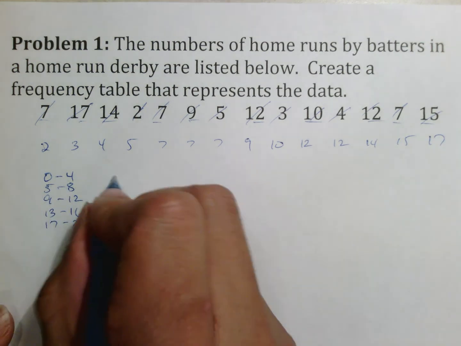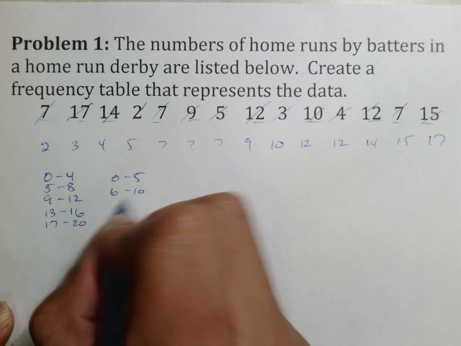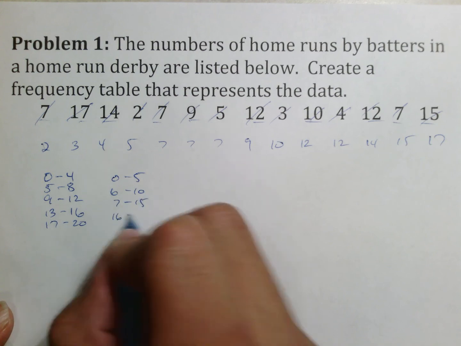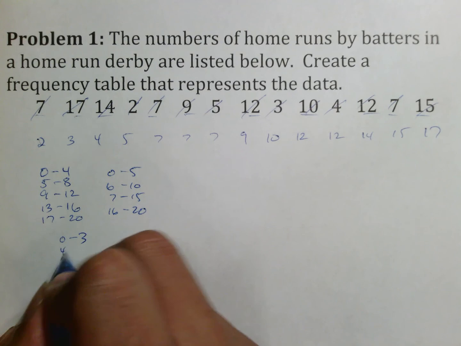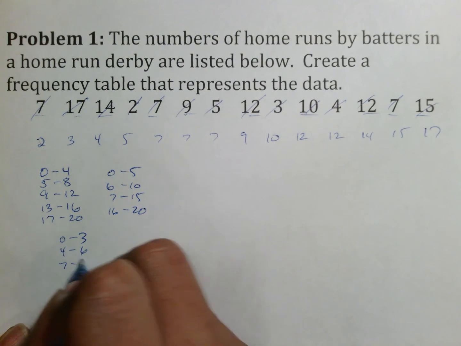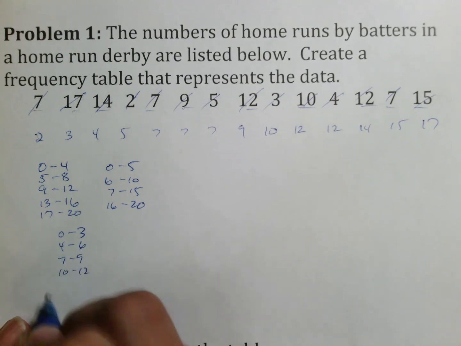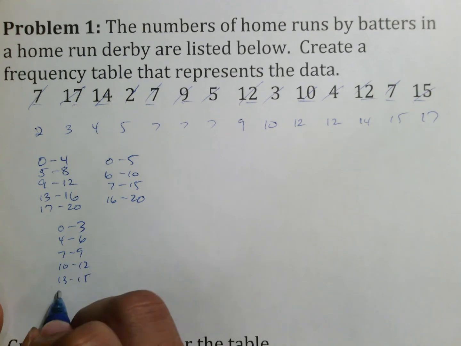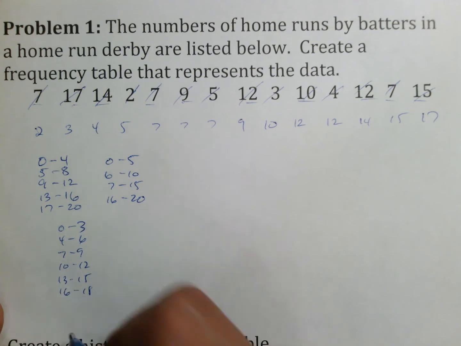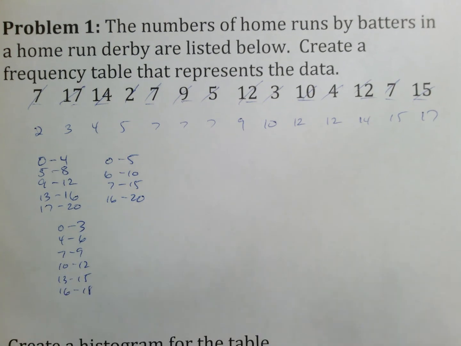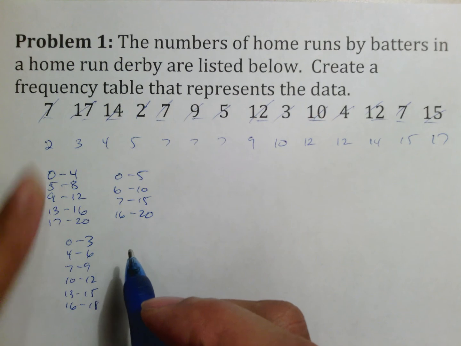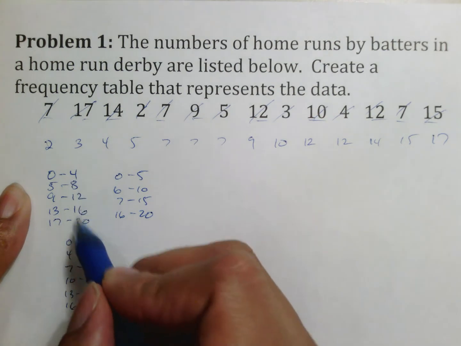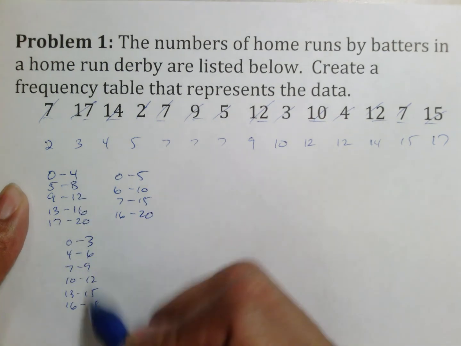You could have also done 0 to 5, 6 to 10, 11 to 15, 16 to 20. If you really want to work, you could even go 0 to 3, 4 to 6, 7 to 9, 10 to 12, 13 to 15, and 16 to 18. Any of those work. The thing that makes statistics tough is the fact that you have to kind of make the choice on what you want to do. We are going to stick with this one here because I like having 5 segments instead of just 4 or going all the way up to 6.